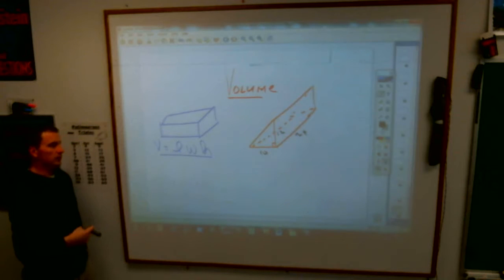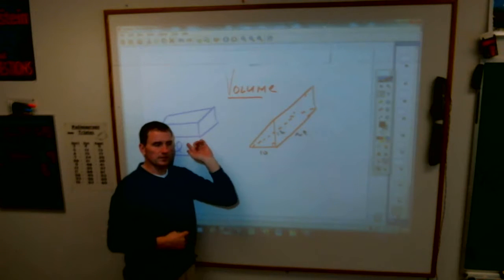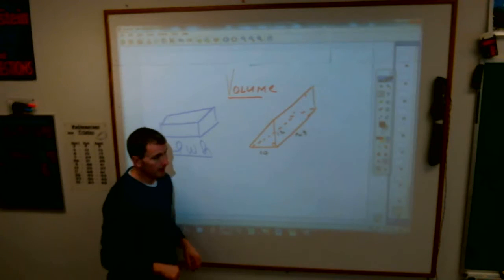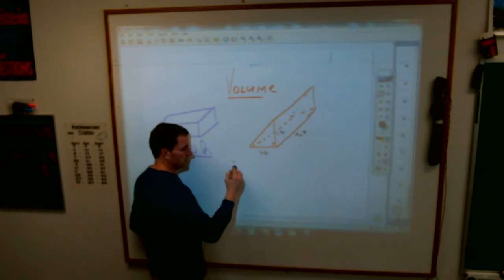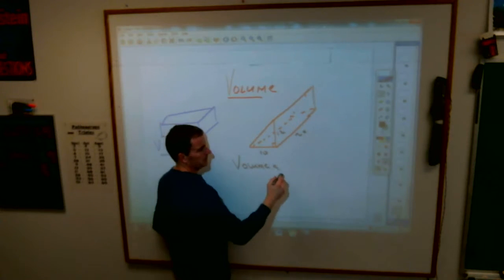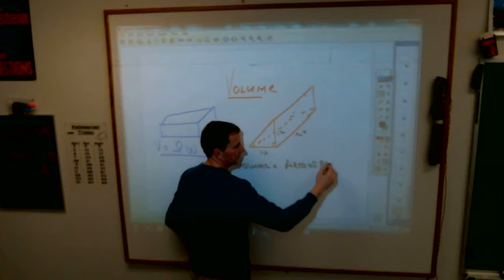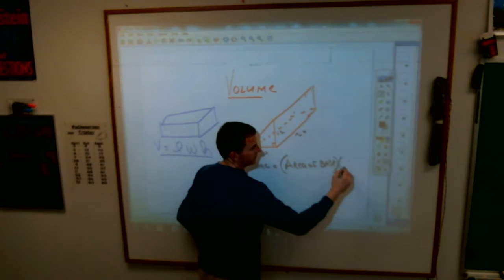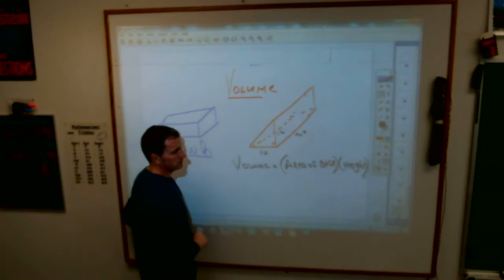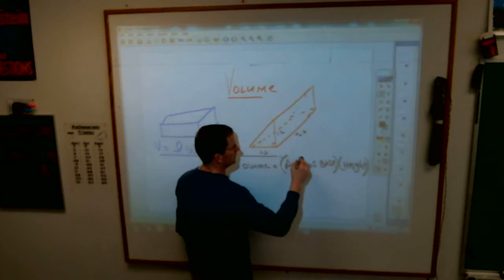If it's not a rectangular prism, you cannot use this formula. You have to use this next formula I'm going to give you, which works for any prism at all. And it is this: volume equals the area of the base times the height. This right here is your go-to volume formula.